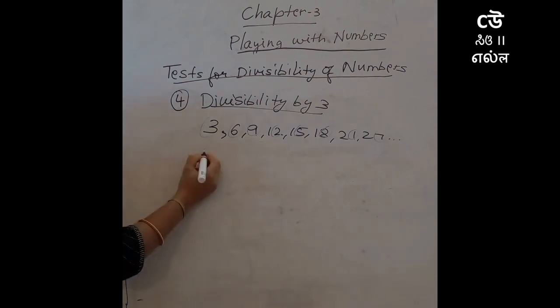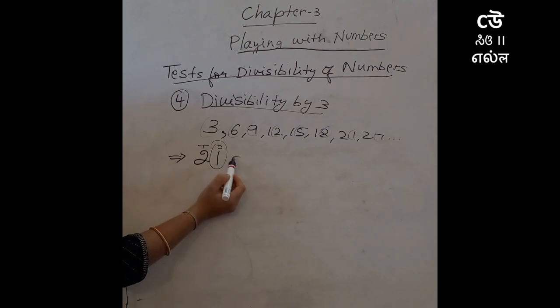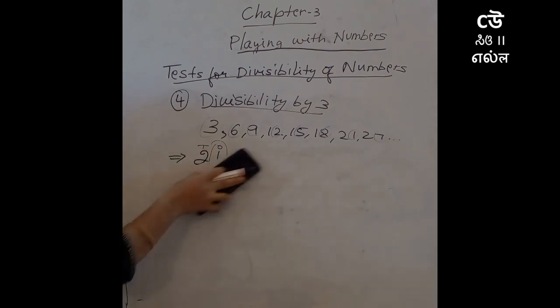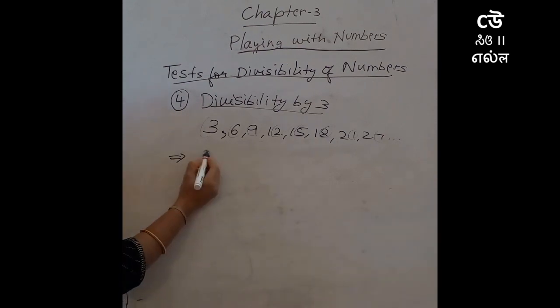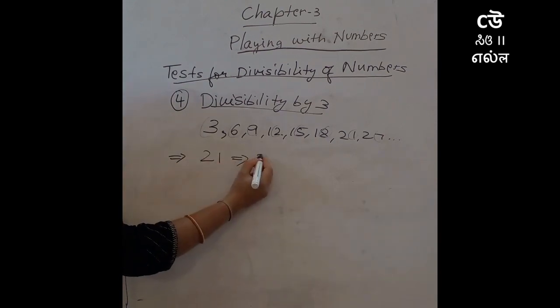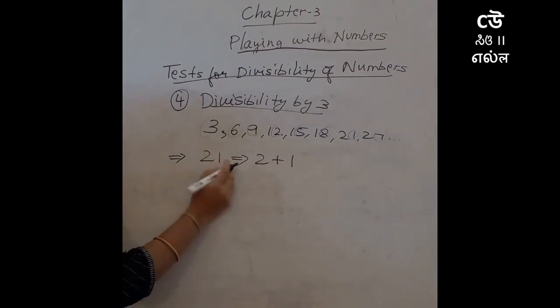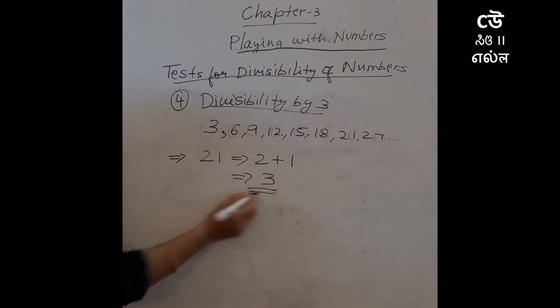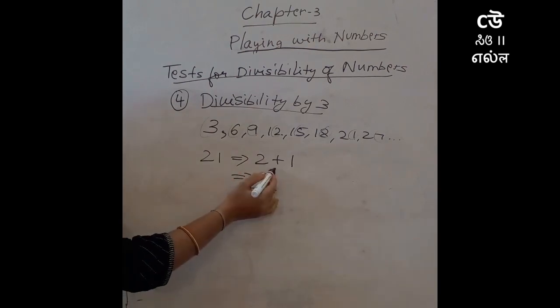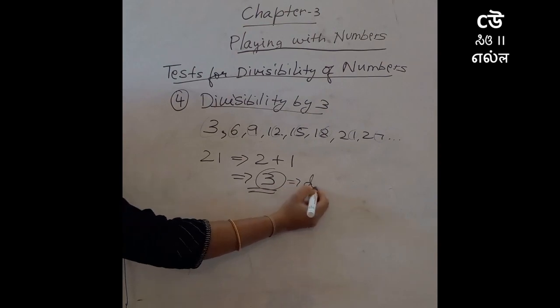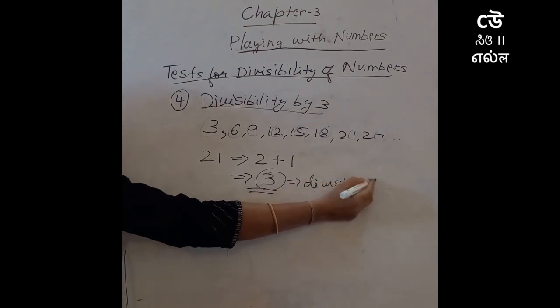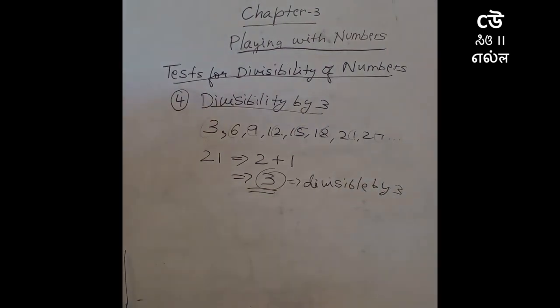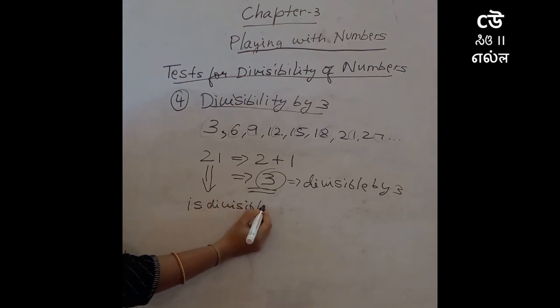So, here if I take for example 21, what do we have? We have 1's place and 10's place. In 1's place, we have 1. Sorry, here we don't have a pattern, right? So, we have 21. If we add these two digits, you have to split and add. So, 2 plus 1, what is the answer you will get? 3 is the answer you will get, right? You have to see whether this answer is divisible by 3 or not. So 3 is divisible by 3, right? 3 ones are 3. So we can tell that 21 is divisible by 3. Understood, children?